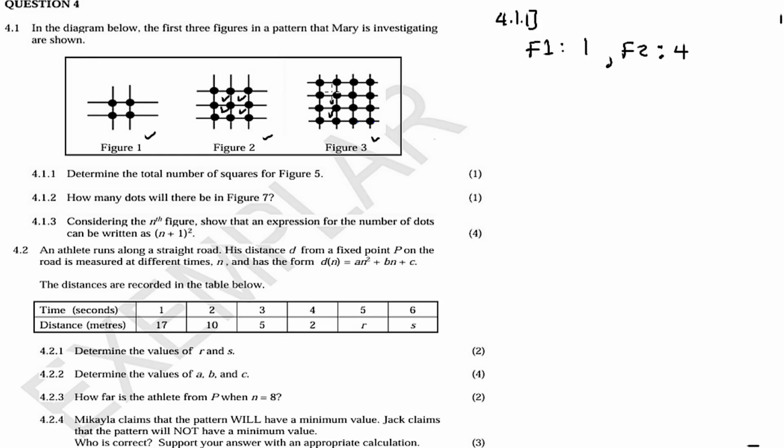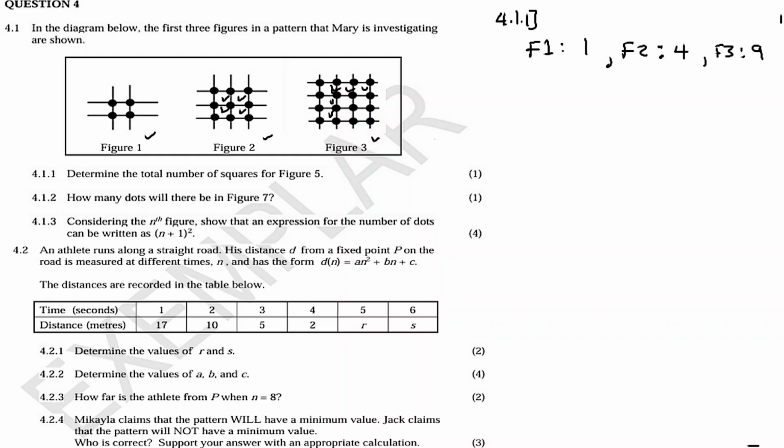And then how about figure number 3? It's 1, 2, 3. 1, 2, 3. So 3 times 3, that's 9. Figure number 3, we have 9 squares. Okay. What about figure number 5?